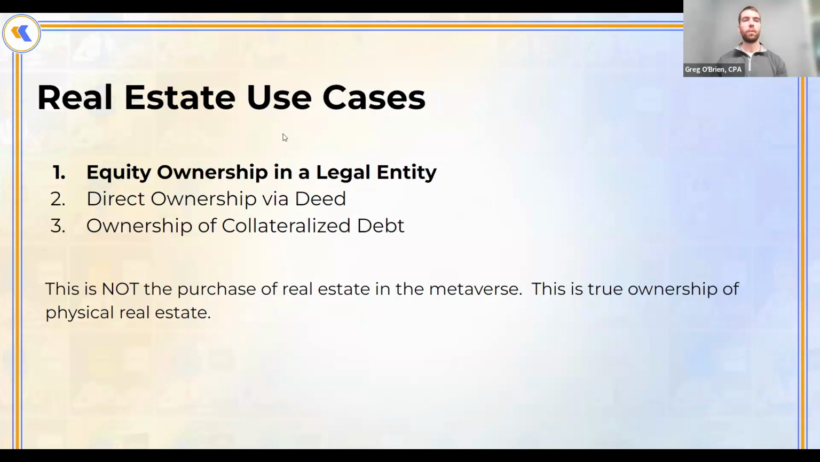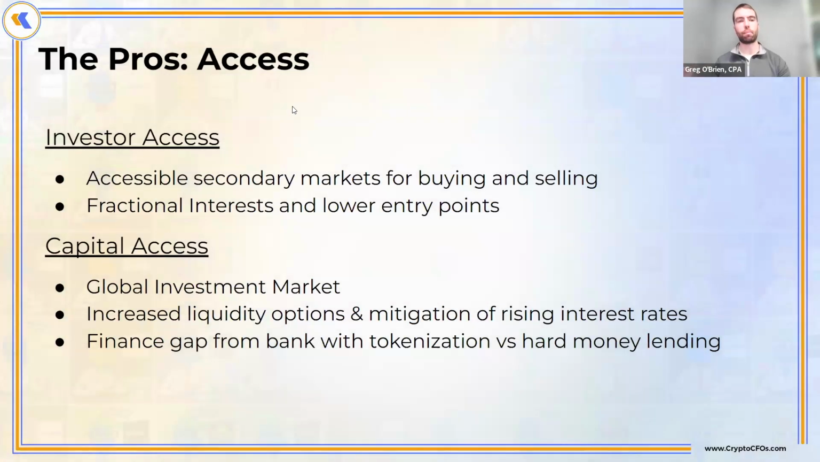Wonderful. So we'll start talking about some of the pros to the tokenization of real estate. Number one, investor access. As an investor into any asset class, especially real estate, having access is key. So this would allow for, theoretically, and it does exist today, a secondary market.